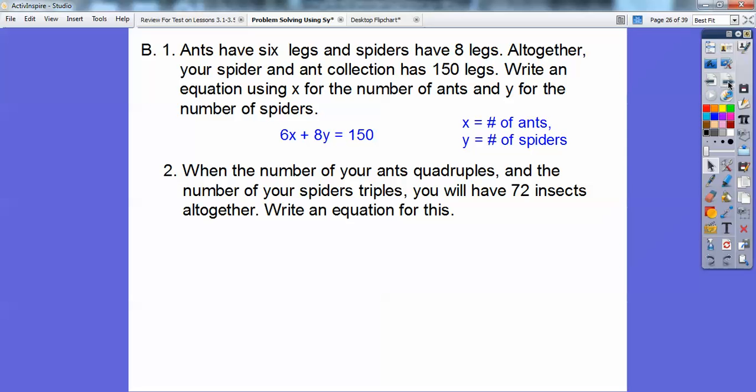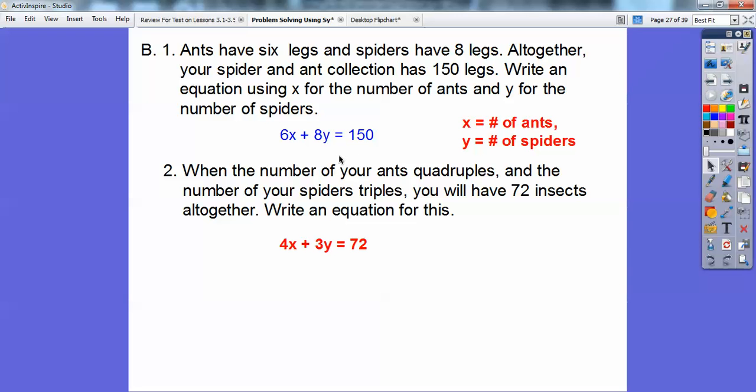Now this one says when the number of your ants quadruples, that means times 4, and the number of your spiders triples, that means times 3, then you're going to have 72 insects altogether. So if we have x ants and y spiders, then 4x would be the quadruple, and if we triple the spiders, we multiply by 3, and that would mean we'd have 72 bugs in all. Okay, so 4x plus 3y equals 72.